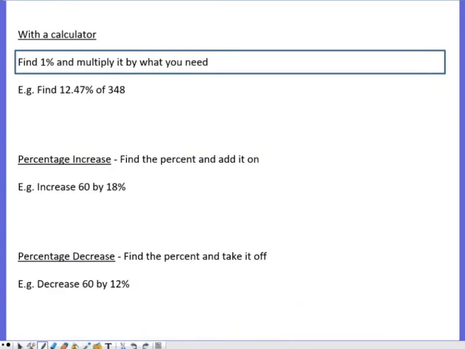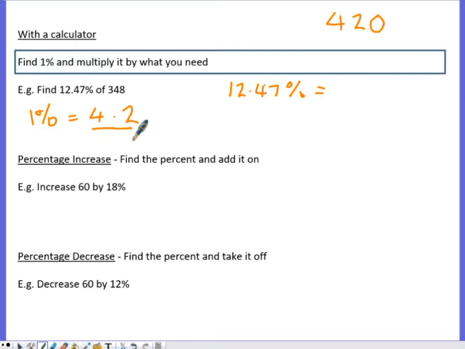We're now going to look at working out percentages with a calculator. This is much easier. All you need to do is get 1% and then times it by what you need. So if we take our magic number of 420, 1%, we divide it by 100, and we get 4.2. Because we know 1% is 4.2, then 12.47% must be 12.47 lots of this. So if we do 12.47 lots of 4.2, we get 43.3956.